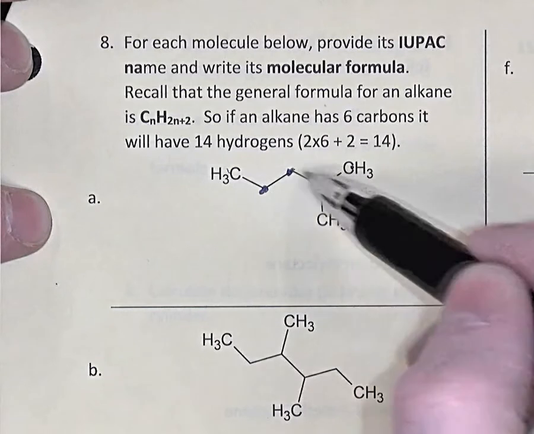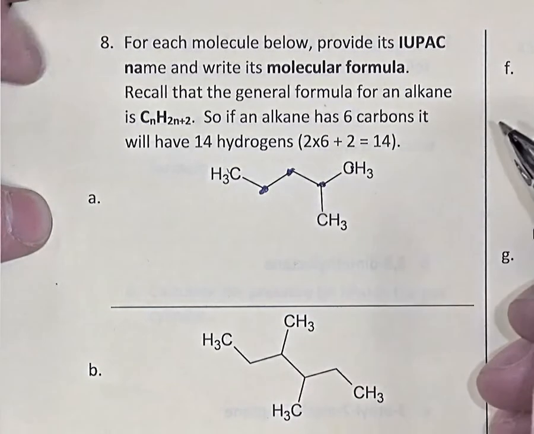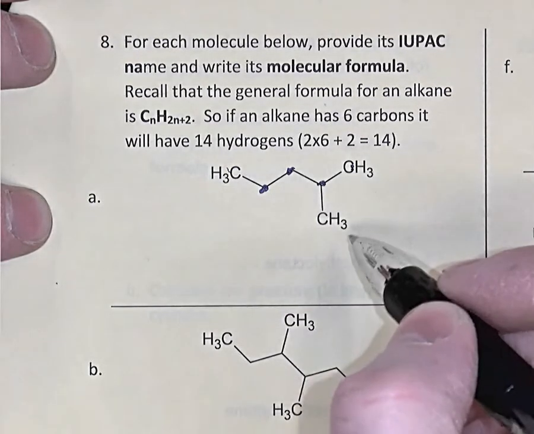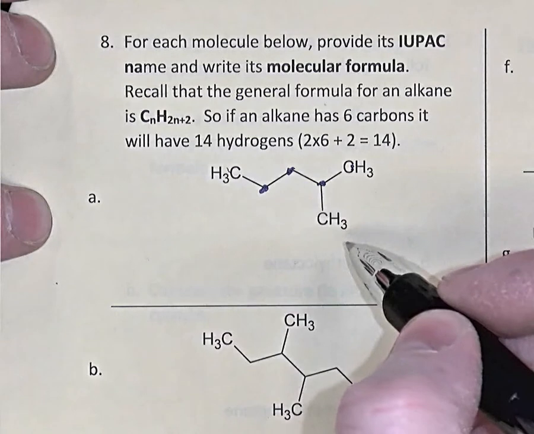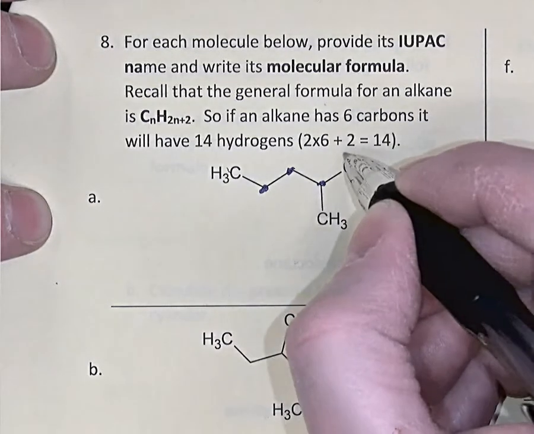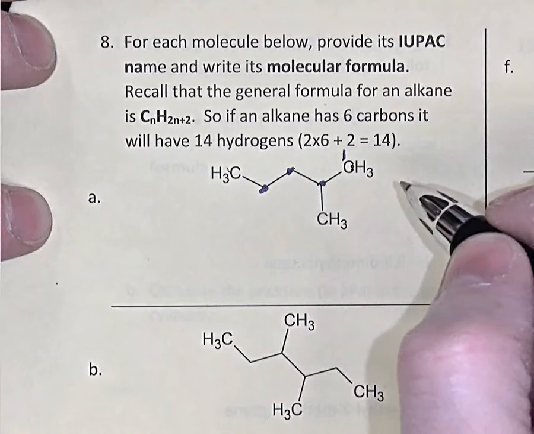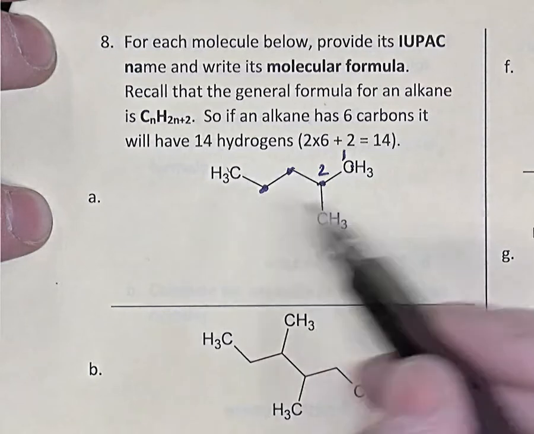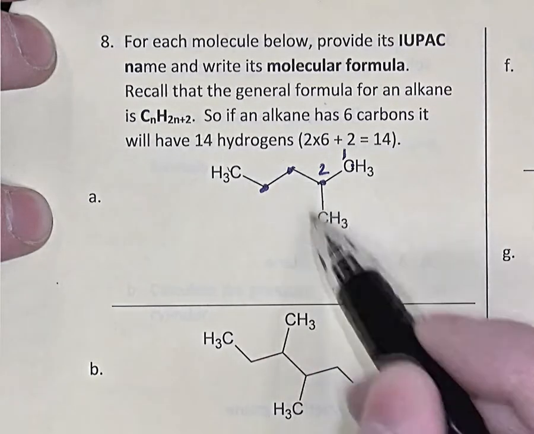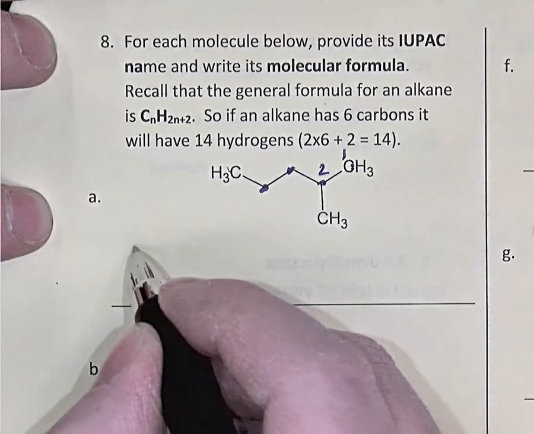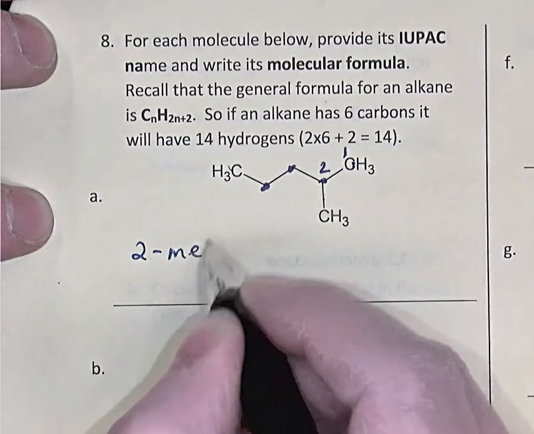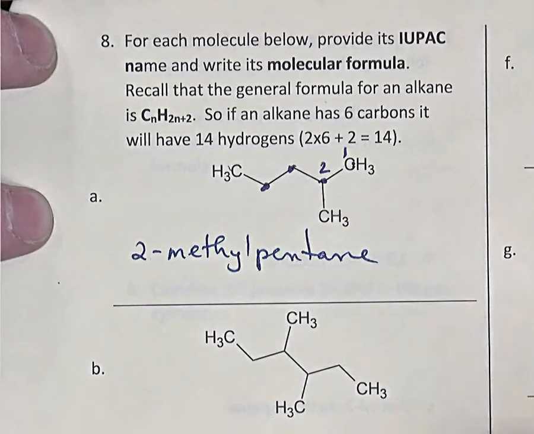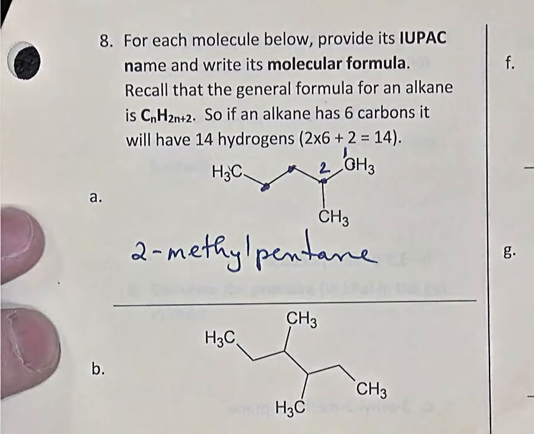So 1, 2, 3, 4, 5 carbons means the parent chain is pentane, and then we see there's a branch with only 1 carbon in it. A 1-carbon branch is called methyl, and in this case, numbering from the end of the parent chain closest to the branch, it would be on the 2nd carbon in the parent chain. So you always number the parent chain closest to the branch. So in this case, the name would be 2-methylpentane. And technically, methylpentane would be all one word.